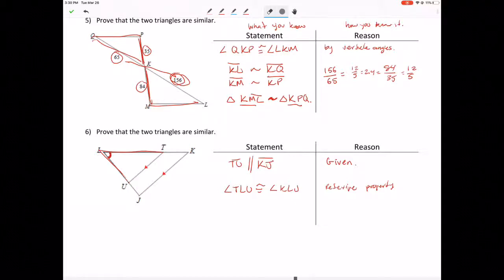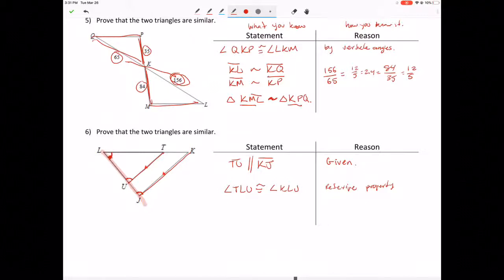Okay, and then we need to find one more congruent angle, and it has to do with these parallel lines. So for example, UT and JK, those are parallel lines. And then we've talked about this a little bit before. This line crosses both of those parallel lines. Those are called transversals. We talked about that a little bit, or at least I talked about that a little bit.